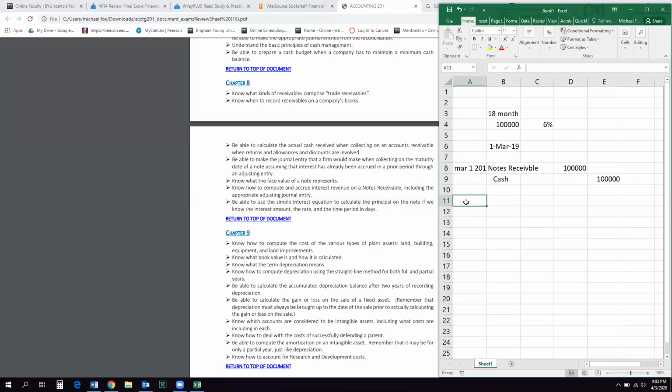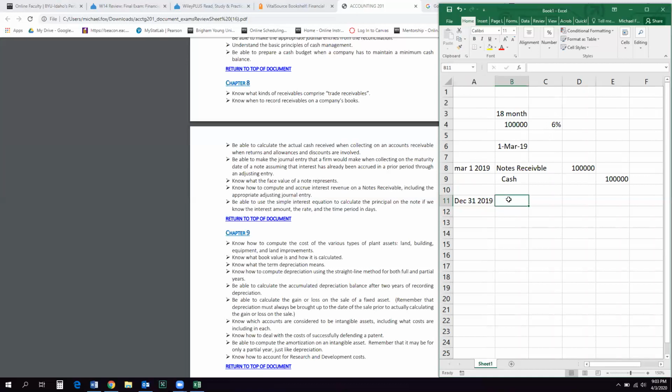Then at the end of the year, December 31st, 2019, I'm going to have to do an adjusting entry to recognize that I have earned some interest revenue during the year. That's going to be a debit to interest receivable and a credit to interest revenue.